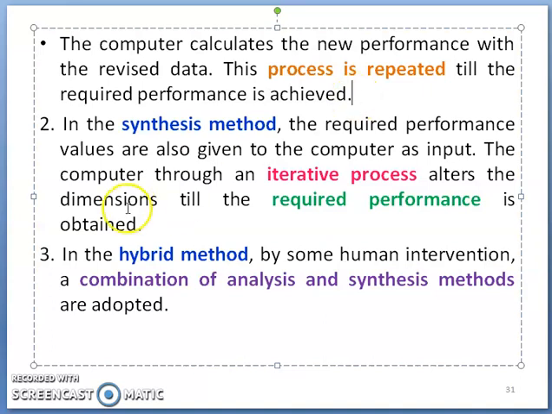Then in the second method, the synthesis method, the required performance values are also given to the computer as input, and through an iterative process the computer alters the dimensions till the required performance is obtained. Here the mechanical dimensions are also revised through an iterative process to have the desired or required performance. And in the hybrid method, there will be human intervention, and it is a combination of both the analysis method as well as the synthesis method.